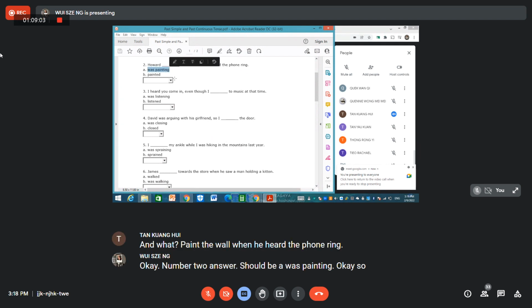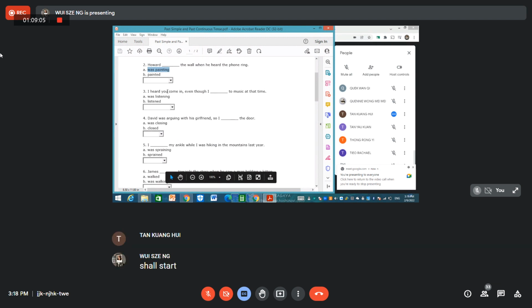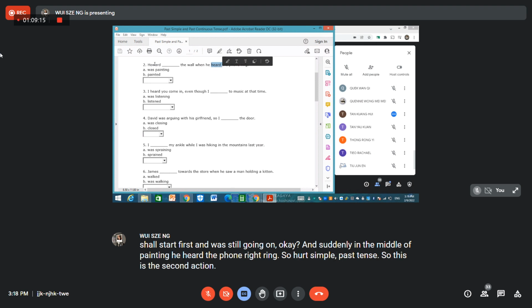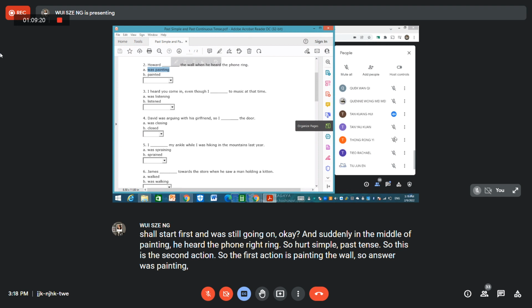Okay, so this is the first action which started first and was still going on. Okay, and suddenly in the middle of painting, he heard the phone ring. So heard is simple past tense. So this is the second action. So the first action is painting the wall. So answer was painting. Right, number 3, Rachel.